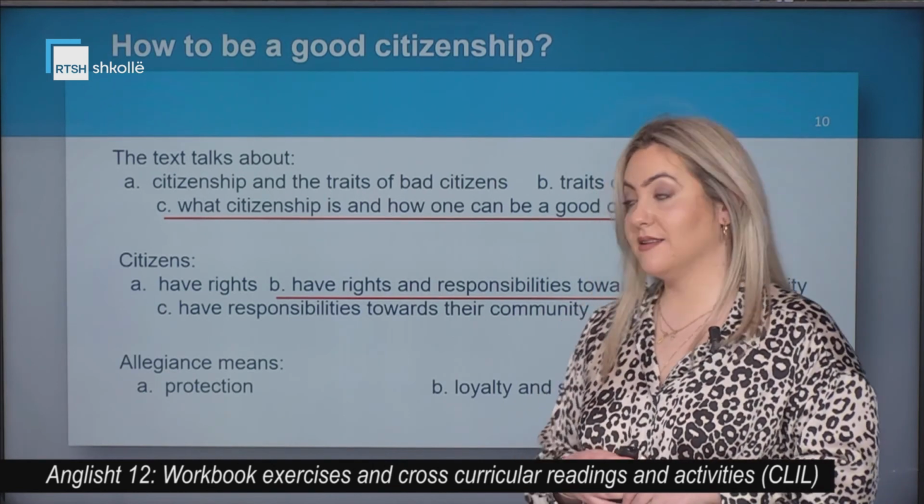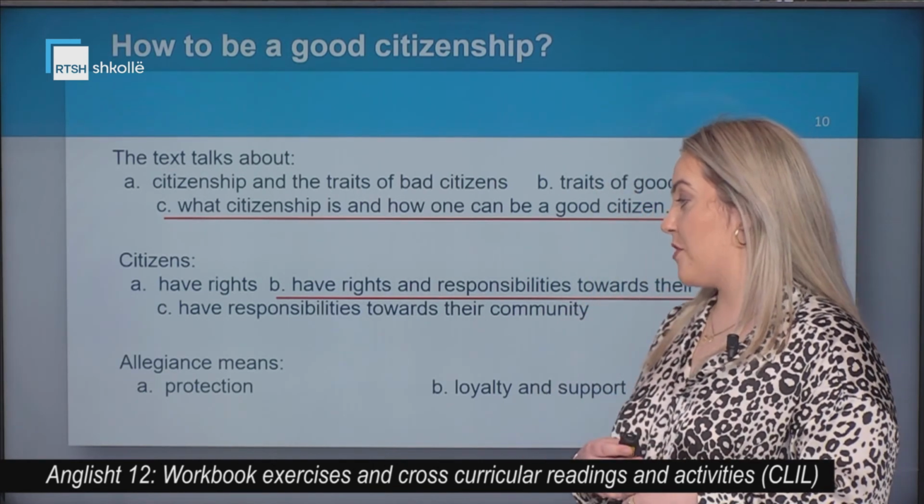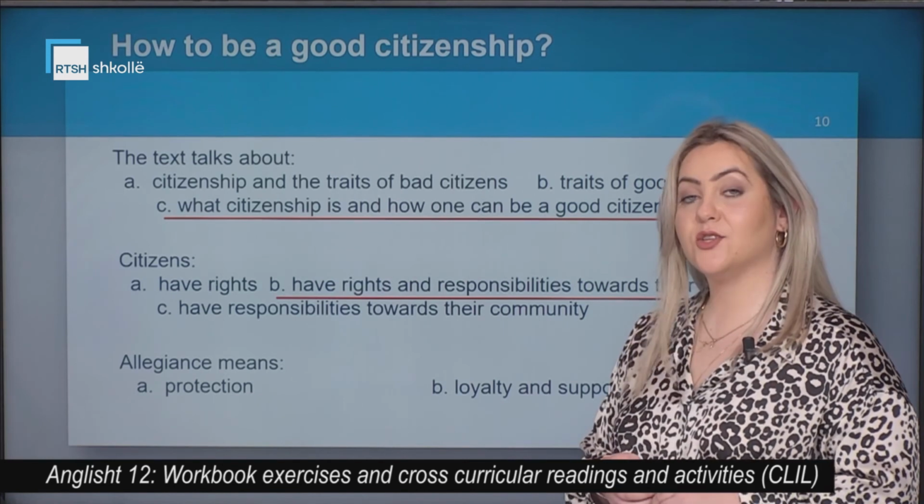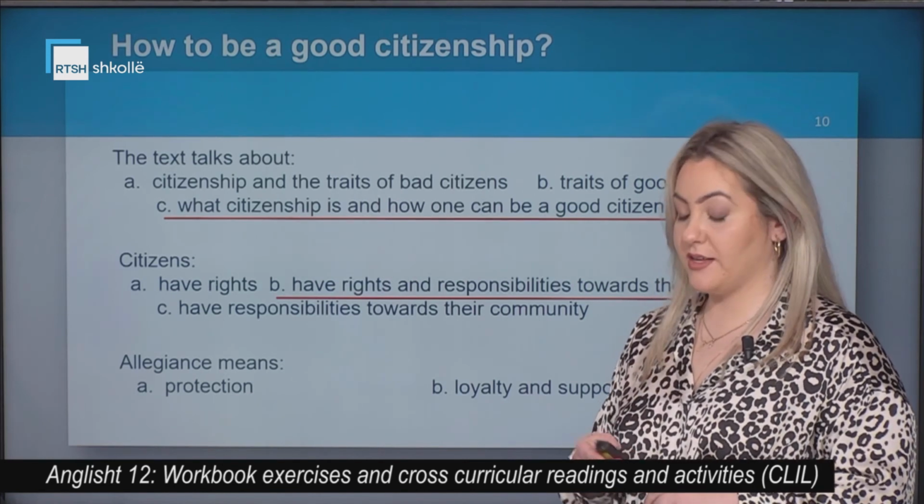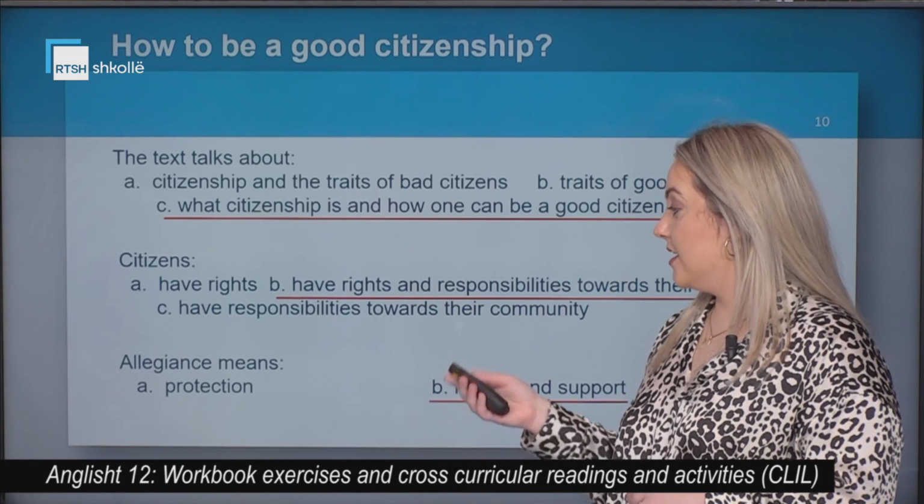And the last one, allegiance means A. Protection, B. Loyalty and support. Let's see the correct answer. Allegiance means loyalty and support.